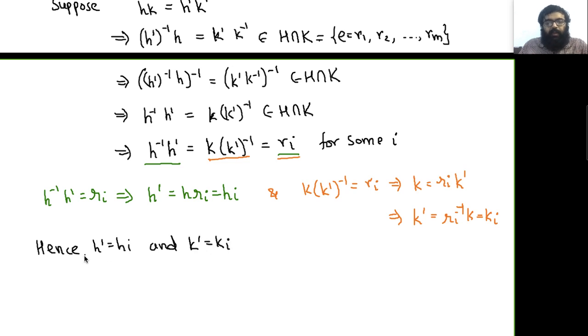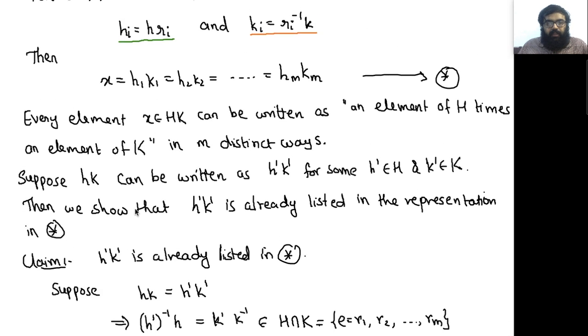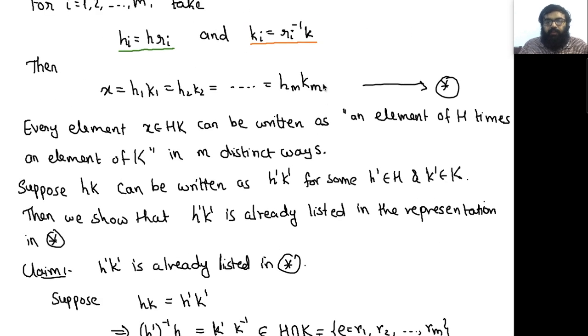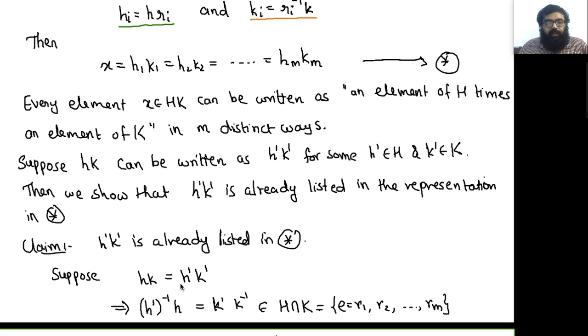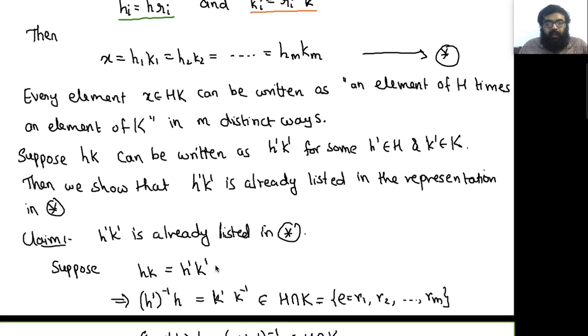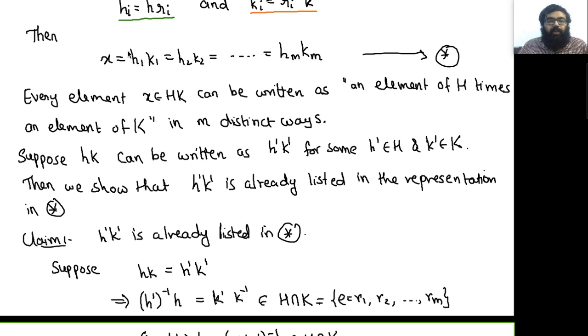So this was our claim that these are the m different ways of writing Hk, an element of HK. But are these exactly m ways? How do we show that it is exactly m? Suppose Hk can be written as H dash K dash. Then we want to show that H dash is nothing but one of these Hi and K dash is nothing but one of these Ki. So it is counted here already.